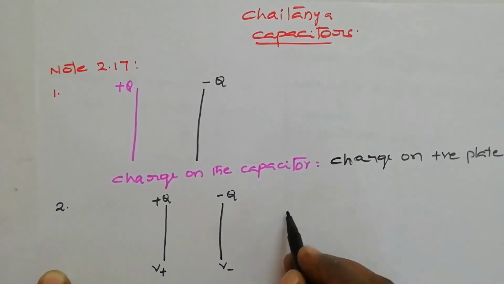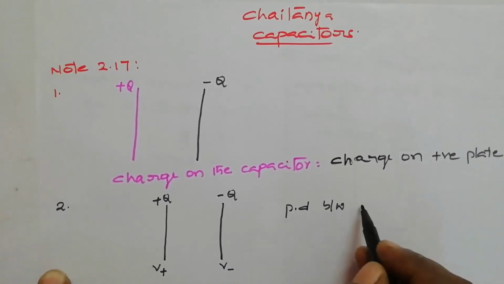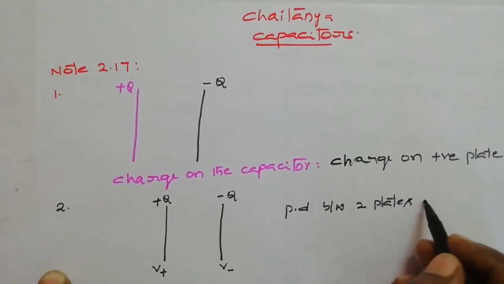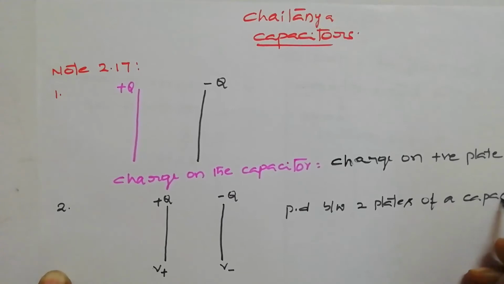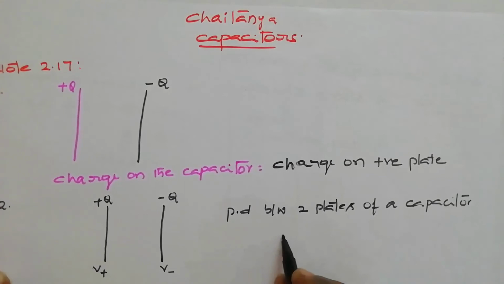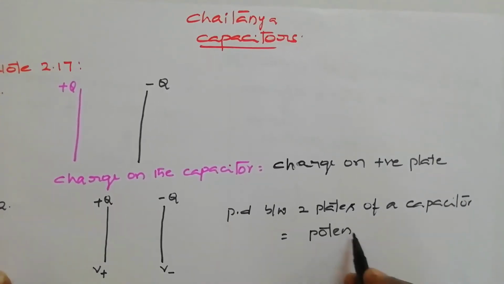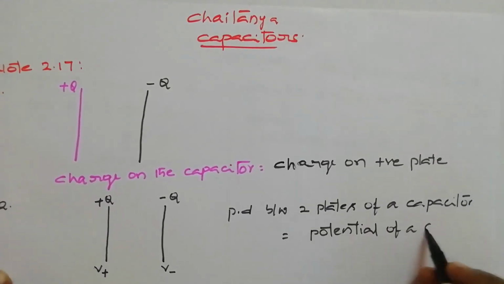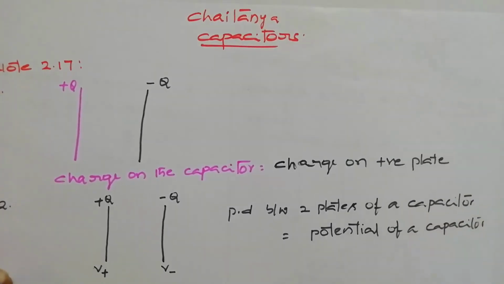The potential difference between the two plates of a capacitor is called the potential of the capacitor.